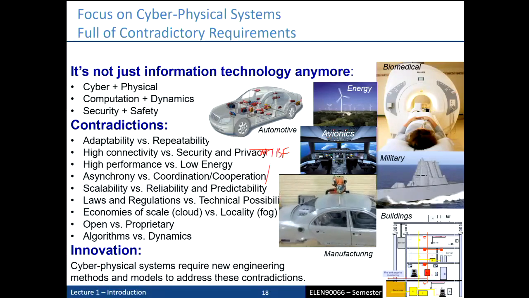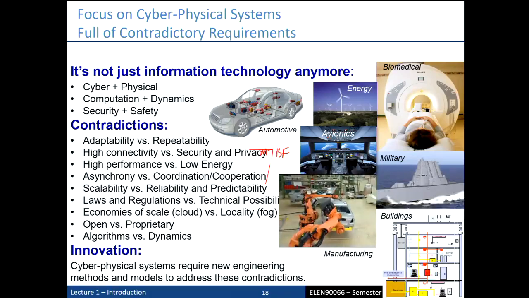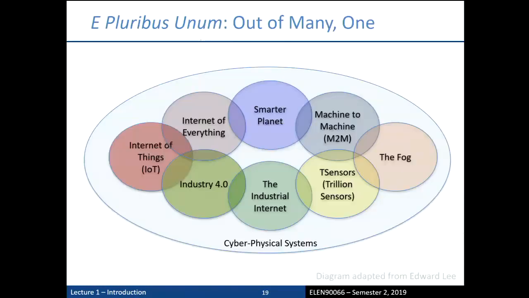As I said, this is a hot topic at the moment. CPS, go and look it up, cyber-physical systems. Very hot topic. So here are some buzzwords: Internet of Everything, Smarter Planet, Machine to Machine, the fog, trillion sensors. Cyber-physical systems encapsulates all of this stuff, right? Embedded systems being cyber-physical systems, right?